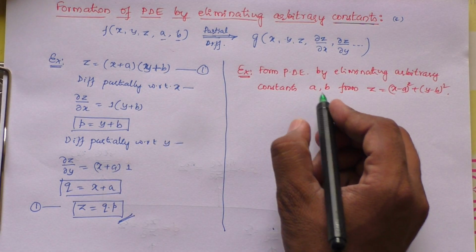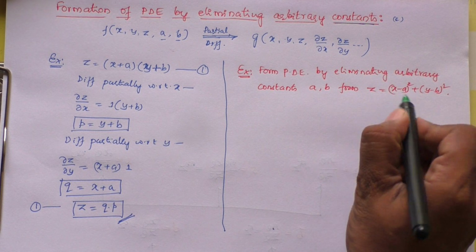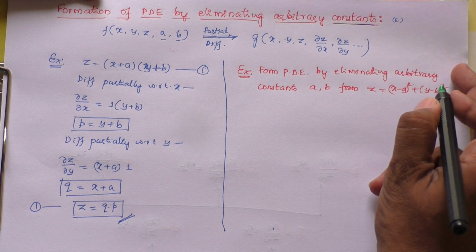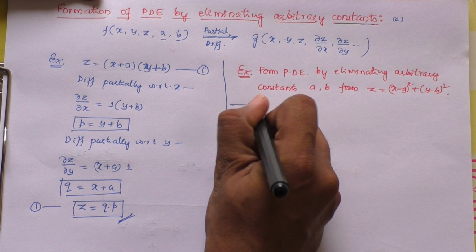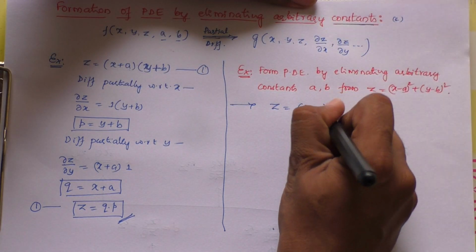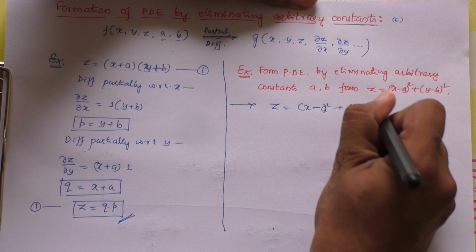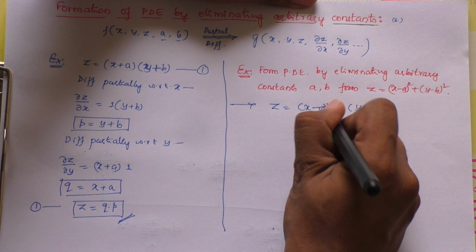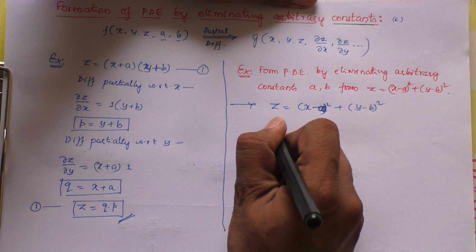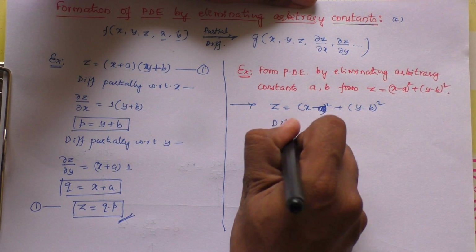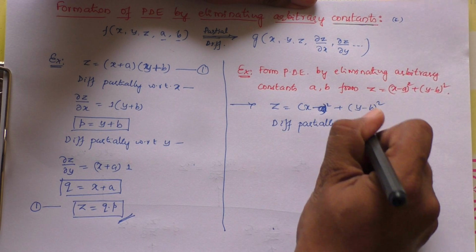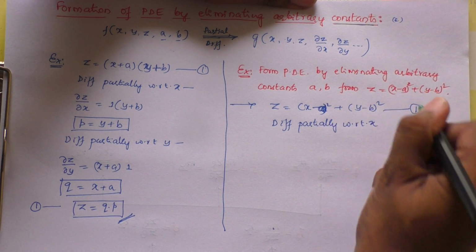Let us go through another example. Form PDE by eliminating arbitrary constants a and b from z equal to x minus a whole square plus y minus b whole square. Whatever we got, from this we need to eliminate a and b. For that, first differentiate partially with respect to x. Take this as 1, differentiate with respect to x.